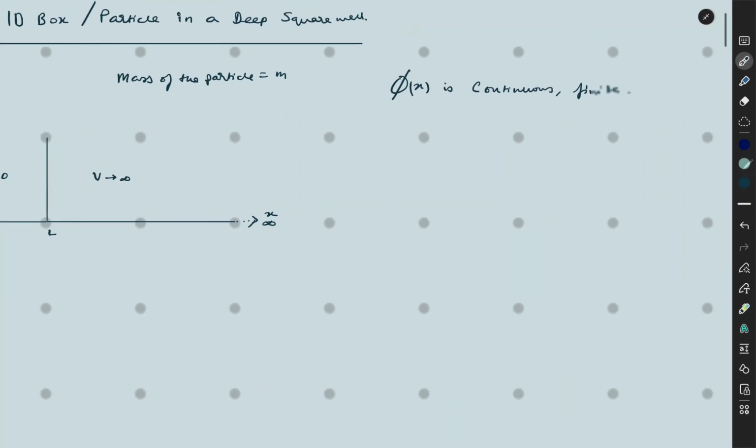and greater than L. So in mathematical terms, we will write V of x as equal to 0 when x is greater than 0 and less than L, and infinity otherwise.